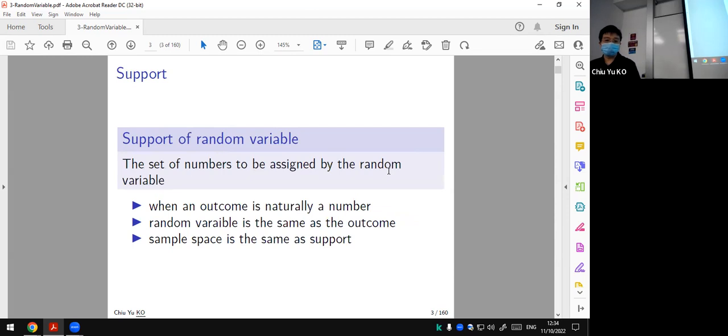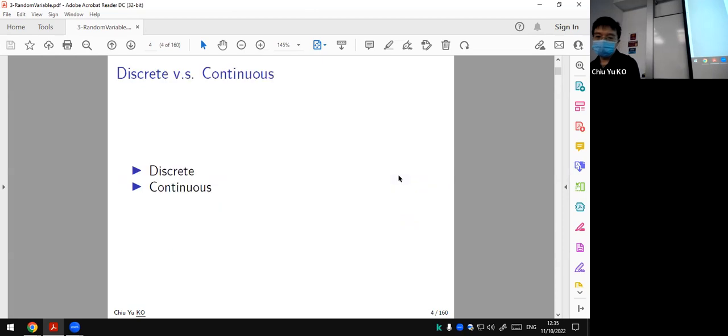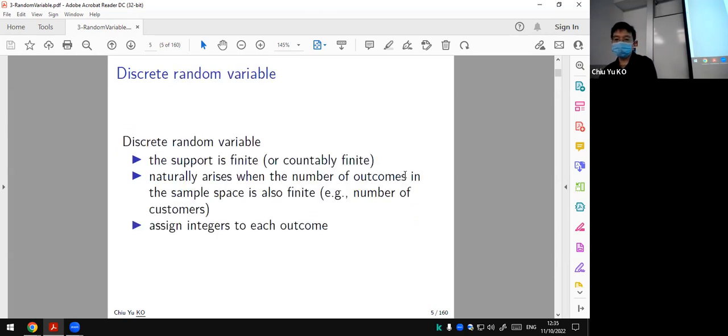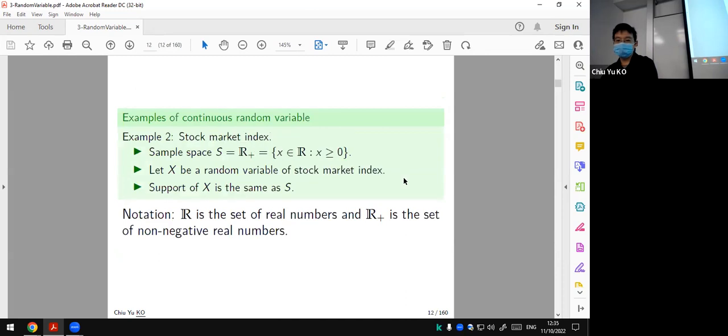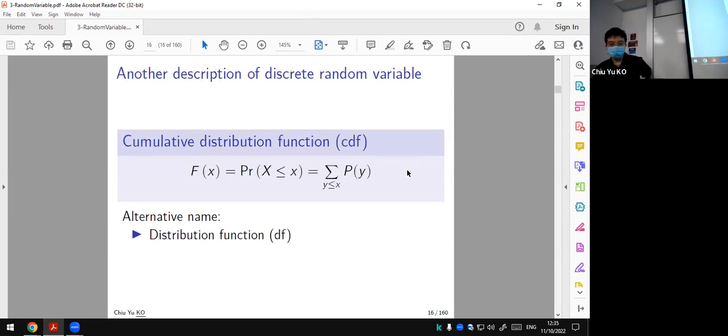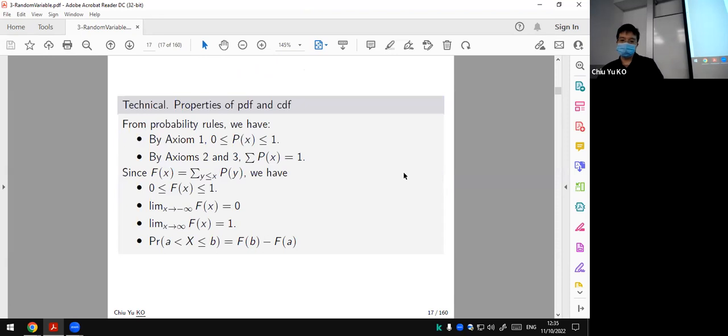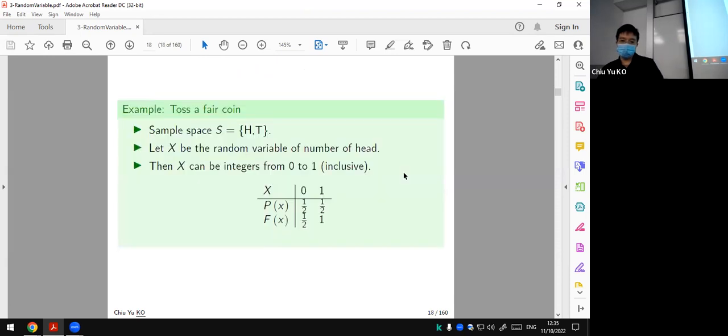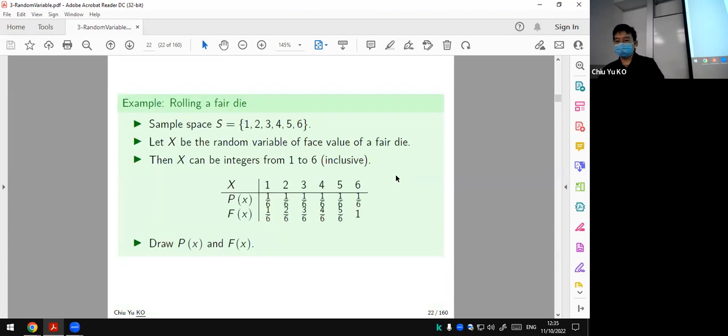And depending on what kind of number you are assigning, if you assign integers only, then we call it a discrete random variable. If you put a real number, a decimal number, then it becomes continuous, okay? And for discrete, we have different ways to summarize it, either the probability function or the cumulative function, right? The small p function and the big F function. And we know how to plot those.